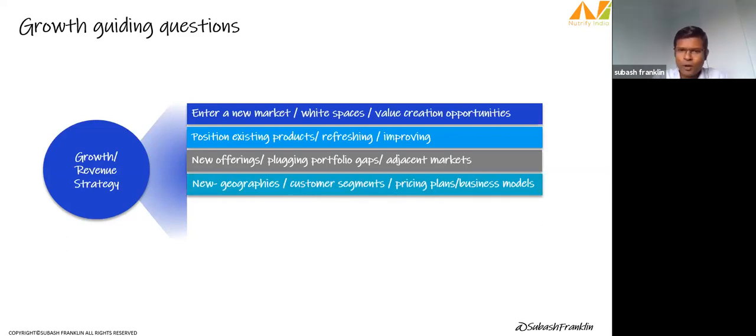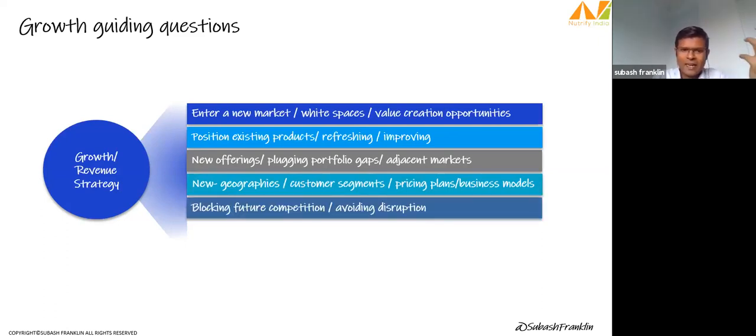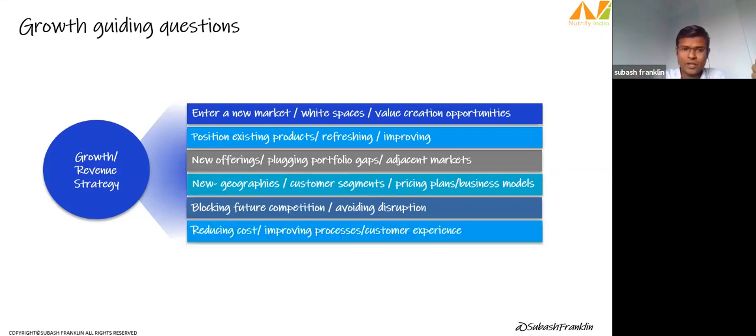Should you enter new geographies? What are the new customer segments? What are the new pricing plans? What are the new business models? How do you block future competition? For example, a lot of companies that I've personally worked with say that this is an area of interest for them. So how do you block out competition? How do you avoid being disrupted?